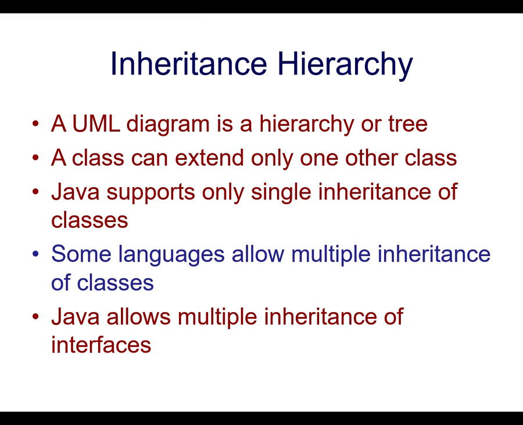Some languages, like C++, allow multiple inheritance of classes. Because multiple inheritance of classes results in a number of complications, the designers of Java decided not to permit it. We will see in a later video that Java does support multiple inheritance of interfaces, which causes fewer complications.